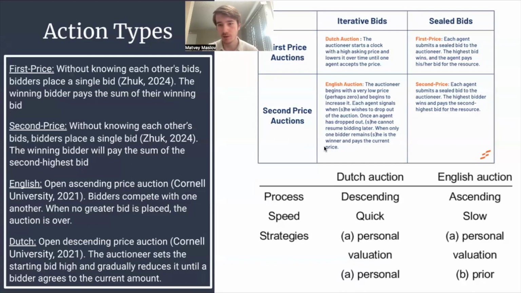Within those images, you can see in more detail what each one of those auctions represents. As mentioned previously, the Dutch auction is a descending, quick one, and the English auction is ascending and slow, while waiting for everyone to bid their prices. In the descending one, the first person to say their wanted price is going to win the bid and get the product themselves.